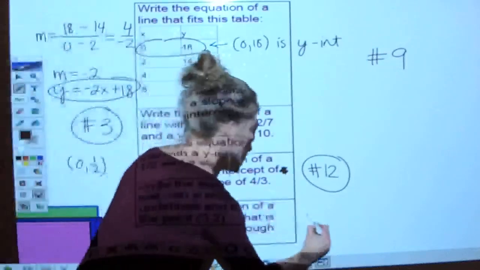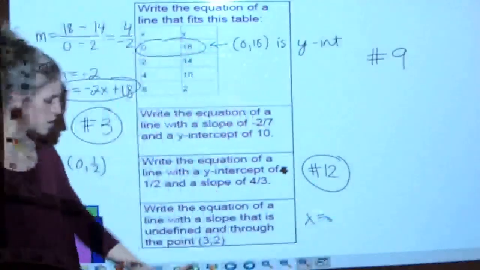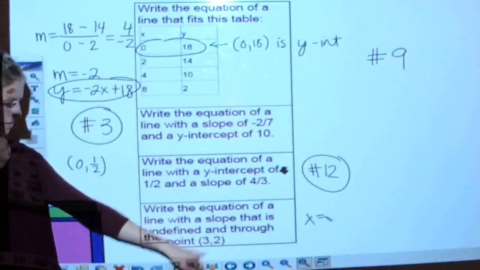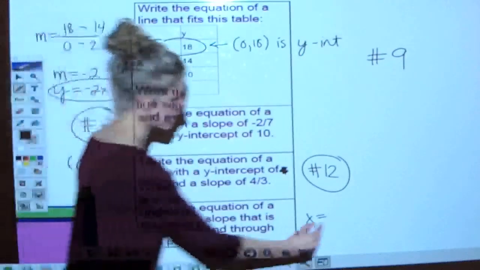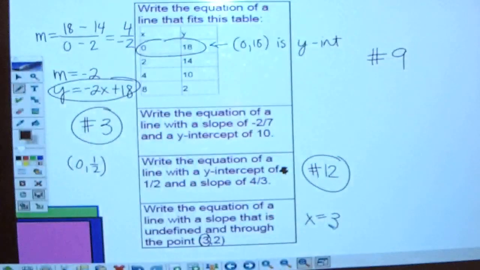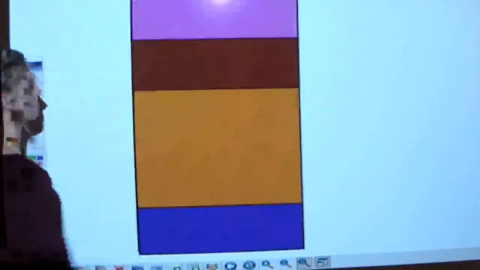So what's the x value of that? 3. So if x equals 3, the line that goes through that point, and that's the answer. So it's easy. They're easy if you can remember those properties, okay? Number 20. I need one more.